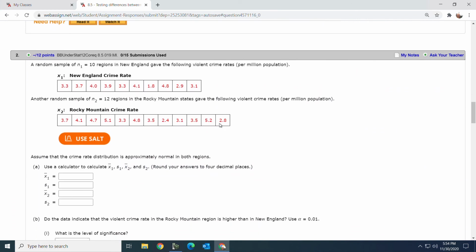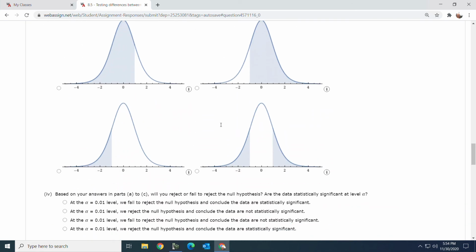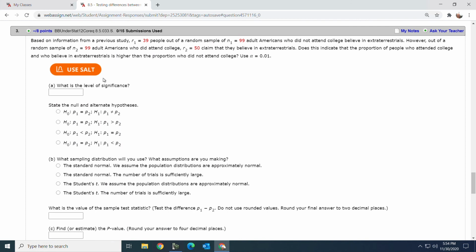Number 2 in your homework set, and also number 3, these have the SALT option. So I'm going to stop this video here because it was how to do the test with a TI84. And then I'll do another video where we look at how to solve these or conduct a 2-sample test using SALT.